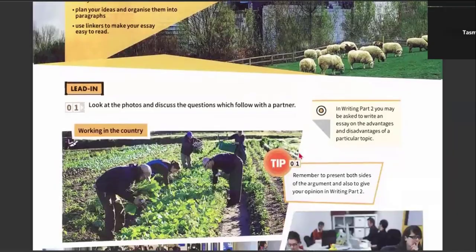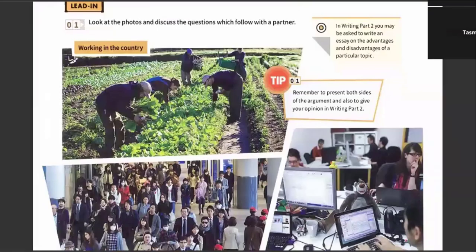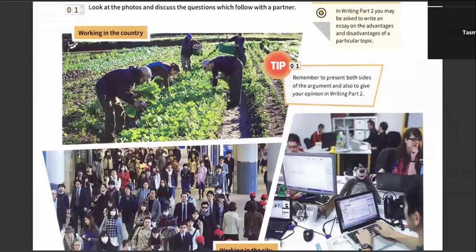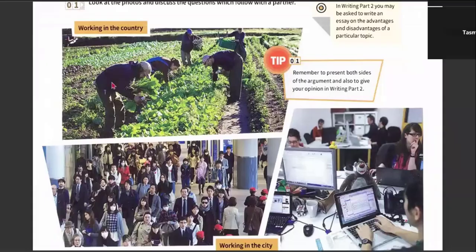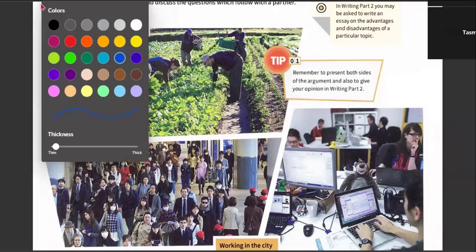Okay, so let's start. Let's look into the first activity of this unit, where we can see a picture of people working in the country, as in not the whole country that we are living in or anything. In Western culture, the village part is called country or countryside. Yes.